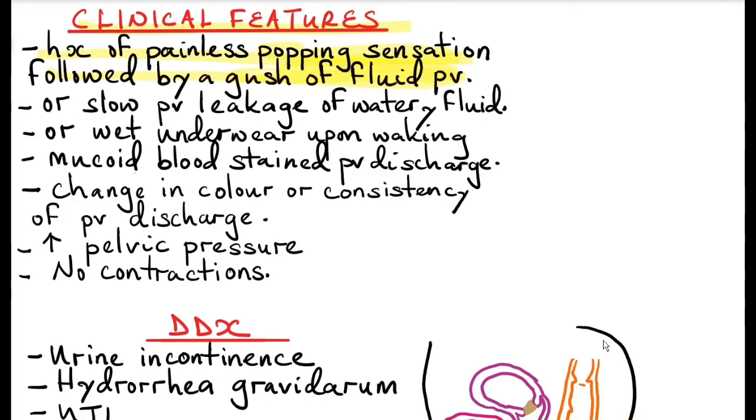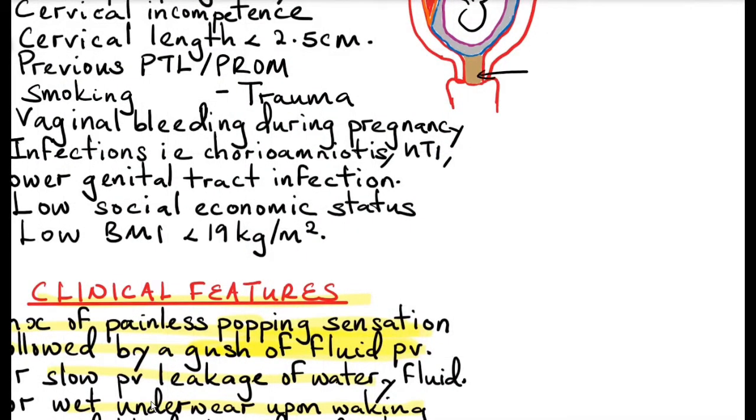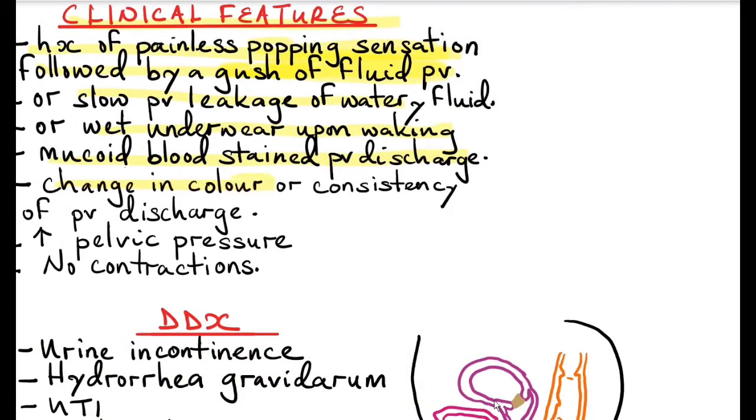Not all the time will there be a gush of fluid. It might be a slow per vaginal leakage of watery fluid. Gush of fluid is a fast flow. Or the patient might wake up in the morning with wet underwear. There might be a mucoid blood-stained per vaginal discharge. This is simply the mucus plug falling off. So in your history, ask about the color or consistency of the vaginal discharge to help you distinguish from other causes of vaginal discharge.